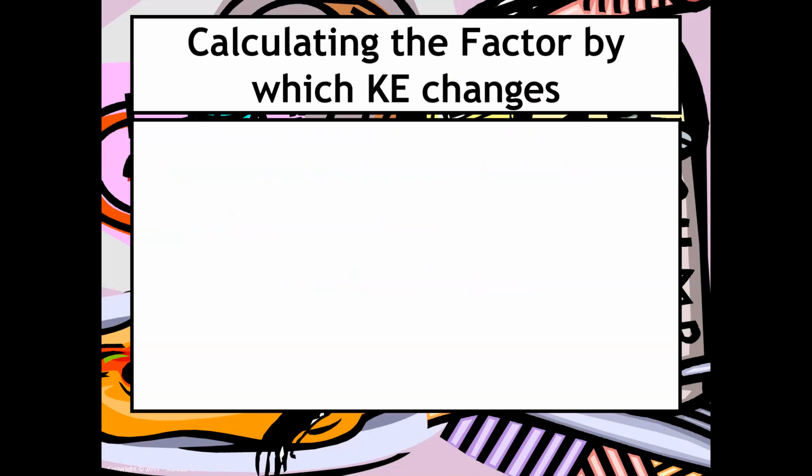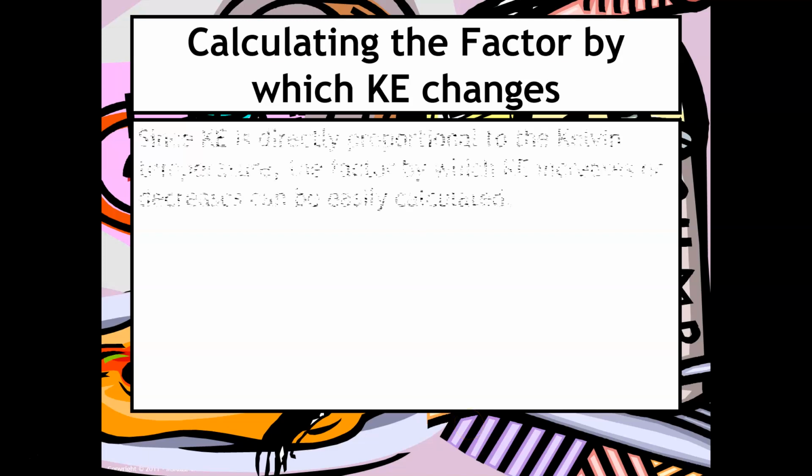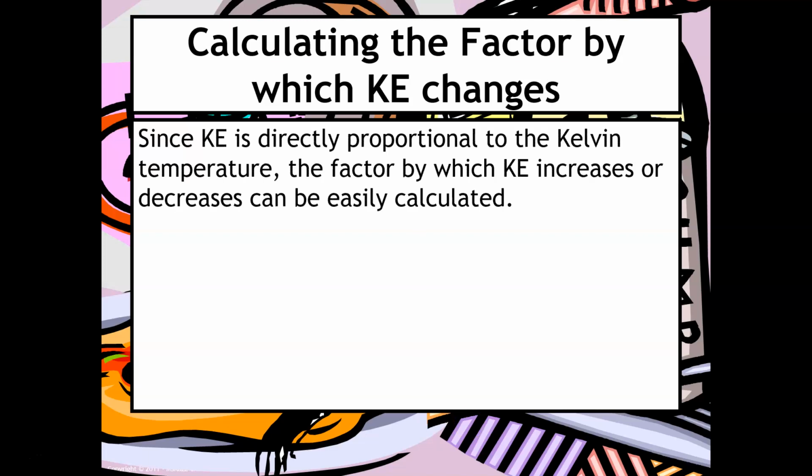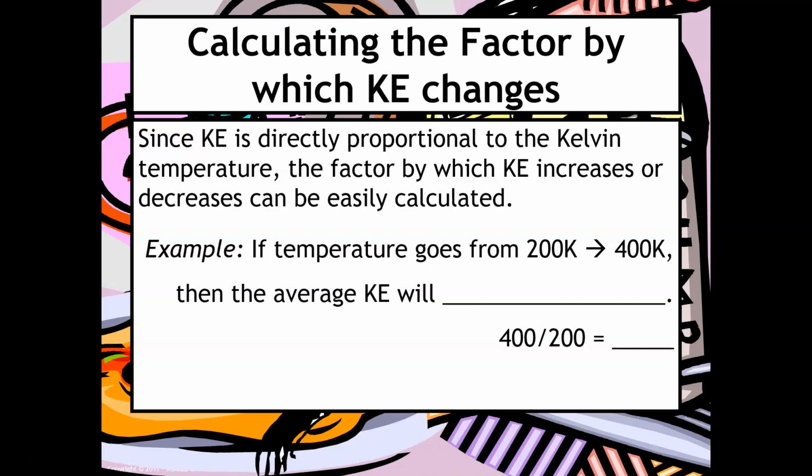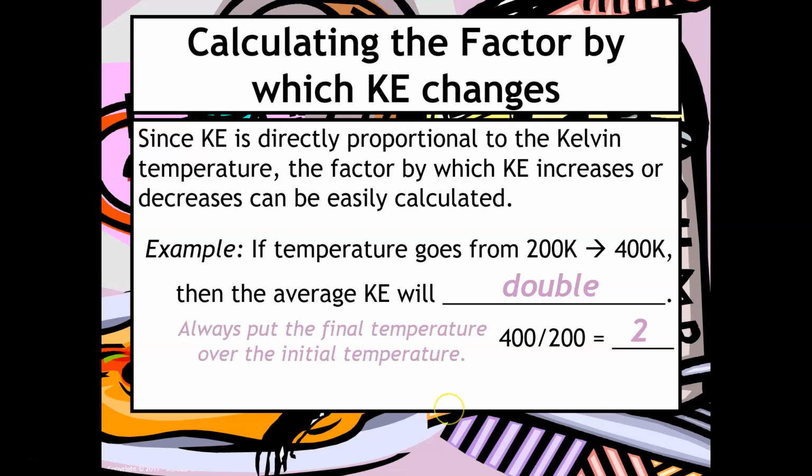So now we're going to talk about calculating the factor by which kinetic energy changes given a temperature. Since kinetic energy is directly proportional to the Kelvin temperature, the factor by which kinetic energy increases or decreases can be easily calculated. For example, if your temperature goes from 200 Kelvin to 400 Kelvin, then the average kinetic energy will double. If you do 400 over 200, you'll get a factor of 2. When you're doing this, always put the final temperature over the initial temperature. That'll make it easier for you to tell what it should be.